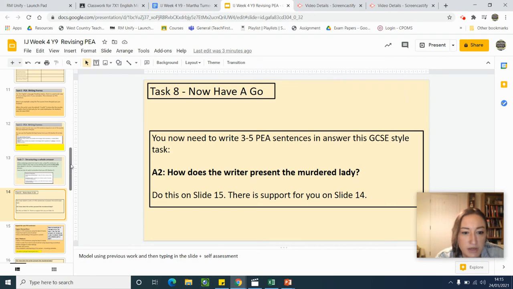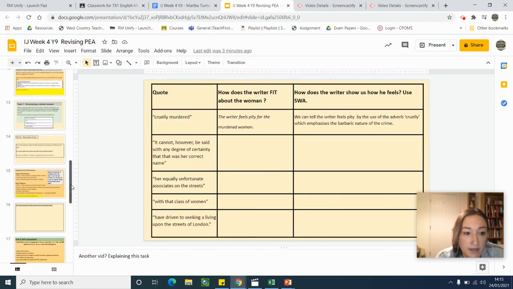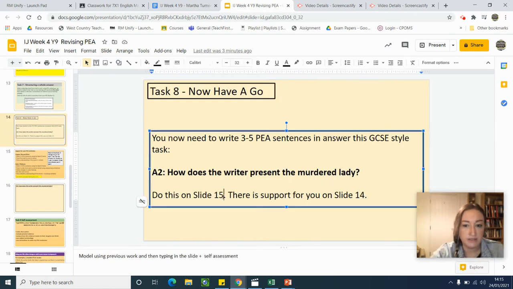So you're going to try and answer the question, how does the writer present the murdered lady? But you have already done the hard work on slide 10, so don't forget that. Okay, I've just noticed there is a bit of an error here. It says do this on slide 15, there's support on slide 14. You actually need to do it on slide 16, and there is support on slide 15.